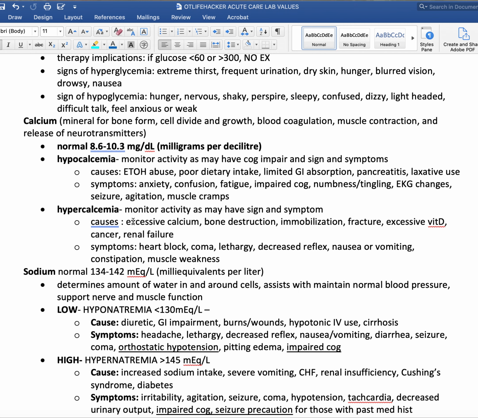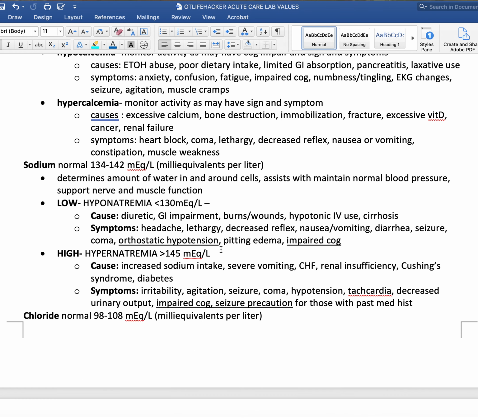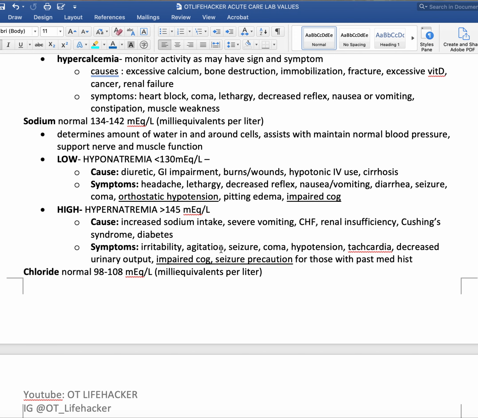Now, we go over the causes because in the chart review that you do in acute care, you may see that this person, say for example, they're in because they have a fracture. Well, you gotta check. Is there anything changed in their calcium? How is that? And if there are changes, look at the symptoms, and it's okay to see them. Symptoms include coma, lethargy, nausea, vomiting, muscle weakness, constipation.